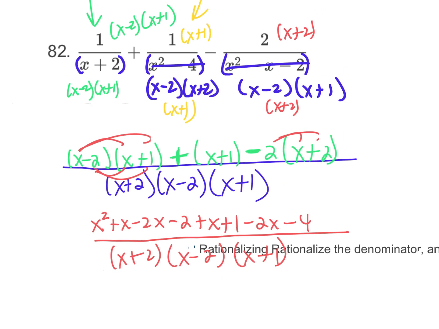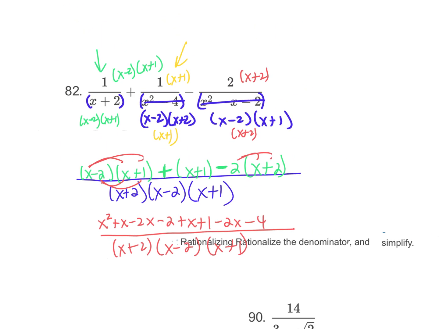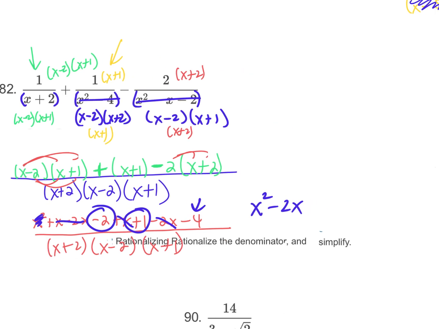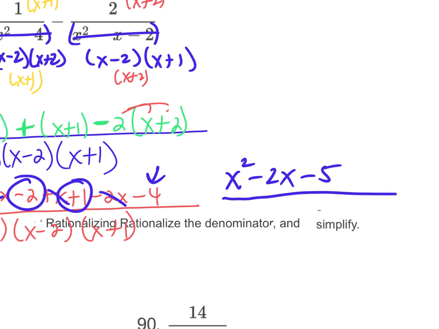So now we combine like terms. What do we have in common? Well, I have an x squared. Nothing else has an x squared, so I'm just going to write my x squared. So I have x's. I have 1x minus 2x, that's negative x, plus x, 0, then minus 2x. And then I have a negative 2, a positive 1, so negative 1 minus 4 is going to give me negative 5. And that is all going to go over my denominator of x plus 2, x minus 2, and x plus 1.